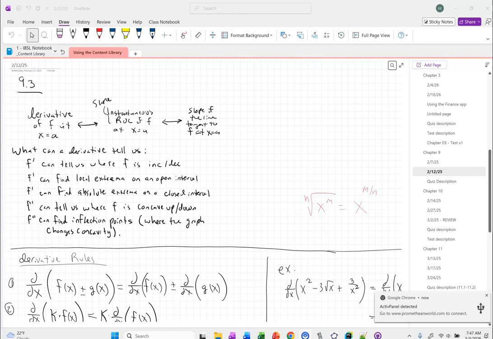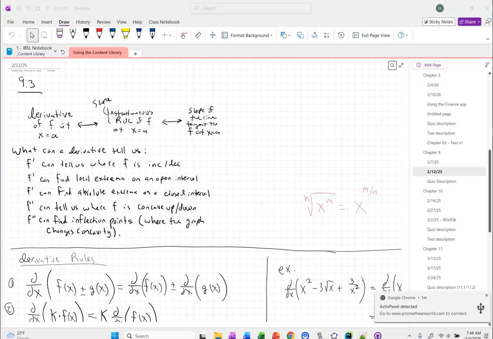All right. So just to rehash, what have we been talking about in chapter 9? This idea of the derivative, right? Which is the same as the instantaneous rate of change or the slope of the line tangent to the curve at a point. That derivative can tell us a lot of information about the function. It can tell us where the function is increasing or decreasing, where the extrema are, where it's concave up or down, where the inflection points are. That's where the graph changes concavity. We can obtain all that information by looking at the first or second derivative of a function.